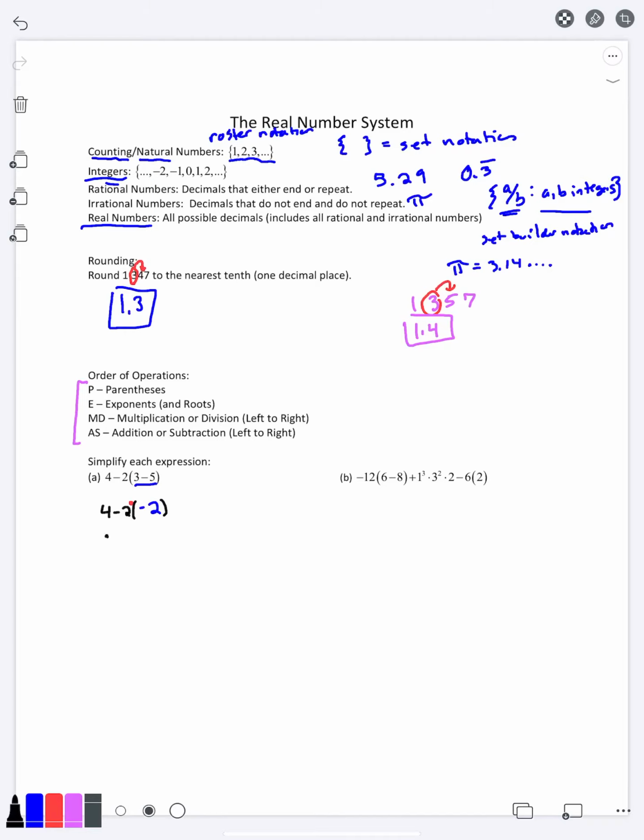So we're going to go ahead and multiply. Negative 2 times negative 2 is going to become a positive 4 here. And then 4 plus 4 gets you 8, and that would be the final answer.